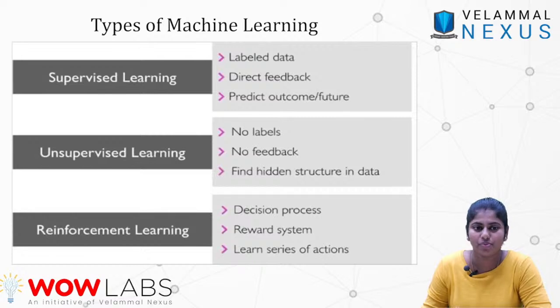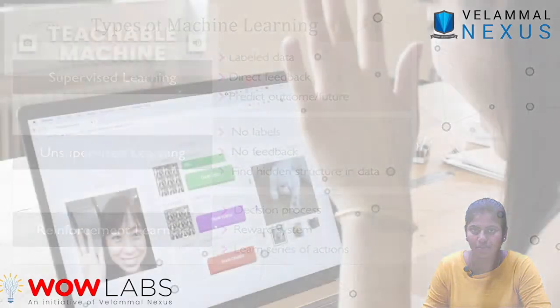Second is unsupervised learning. There are no labels, there is no input, and there is no feedback, and it finds the hidden structure in the data. So it finds the patterns in the data and groups them. So that is unsupervised learning. Now let's go through reinforcement learning. We have a decision process, we have a reward system, and we learn a series of actions.